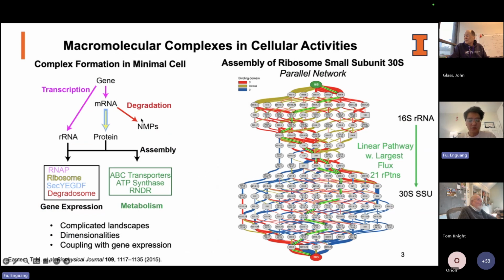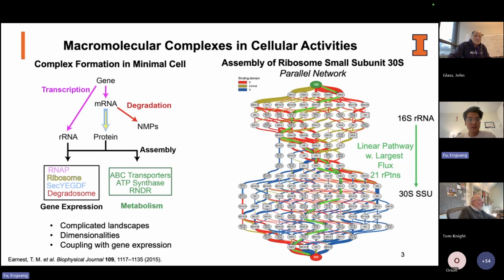In the minimal cell, key macromolecular complexes are needed for essential cellular functions. Along with the central dogma, RNA polymerase in transcription, the ribosome in translation, and also the degradosome in degradation of mRNA are all macromolecular particles. And important membrane complexes like ATP synthase and ABC transporters import the cellular metabolic precursors for cellular activity.